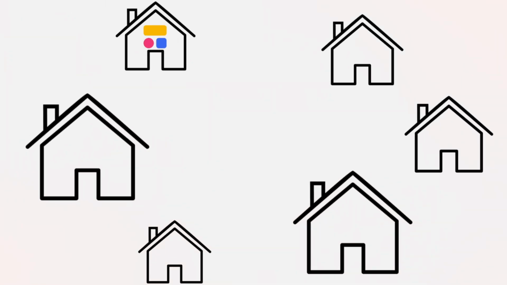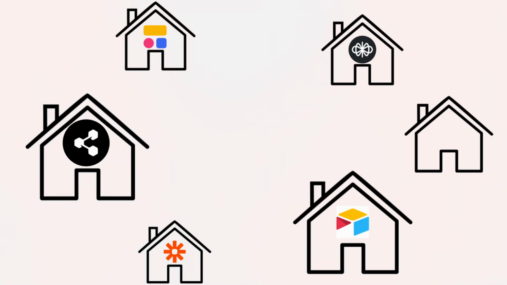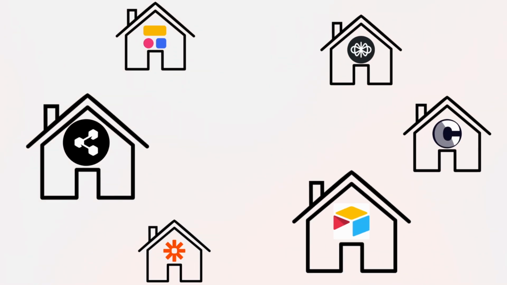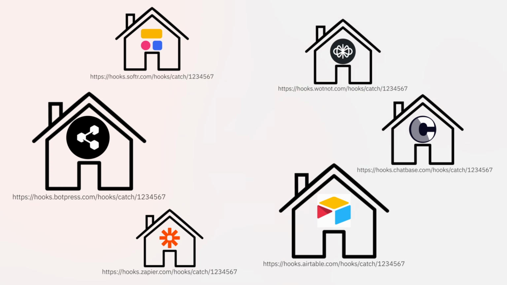So what is a webhook even, and how do they actually work? Picture a neighborhood, and every app on the internet is a house in that neighborhood. So WordPress is a house, Airtable is a house, your client's software is a house, and every house has an address because that's the only way that anyone can ever find it. This is called the webhook URL.